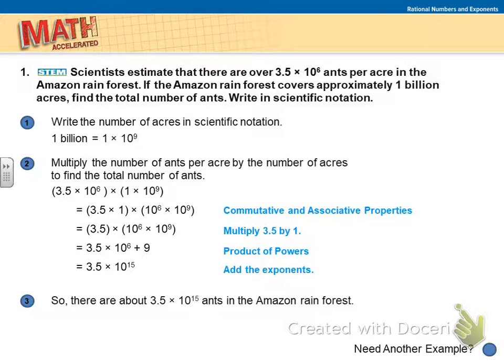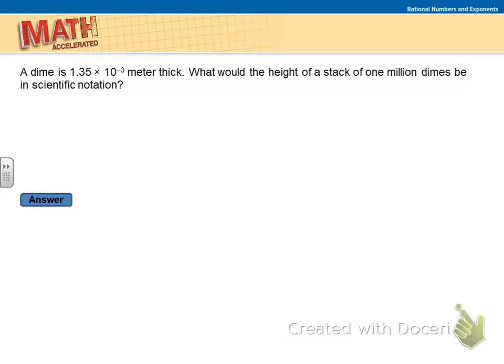All right. Now let's do number 2. I'm going to set it up and then y'all are going to work it. It says a dime is 1 35/100 times 10 to the -3 meters thick. It says, what would the height of a stack of 1 million dimes be in scientific notation? So we have one dime, and it tells us how thick it is. We're trying to figure out how high that stack would be with 1 million dimes.